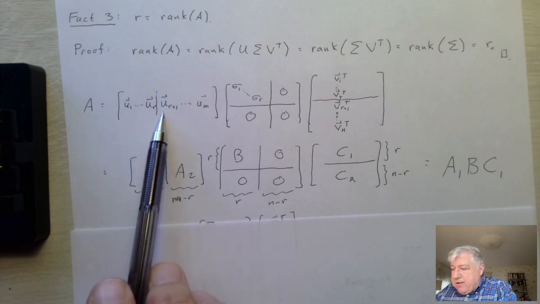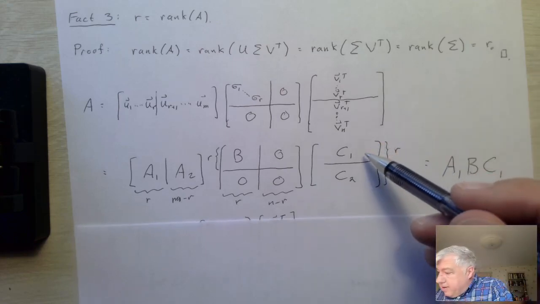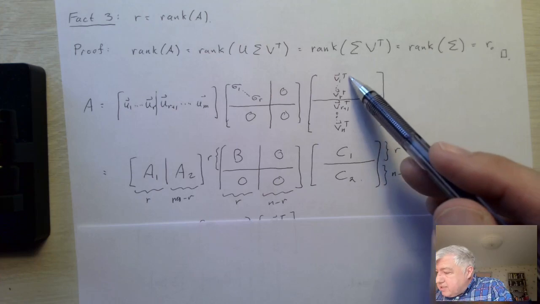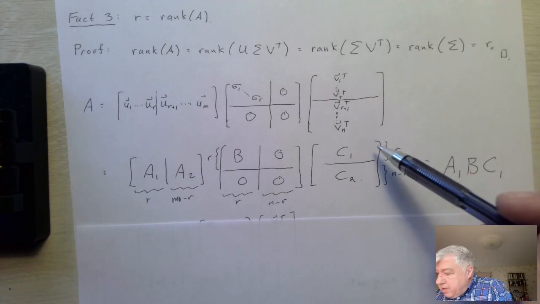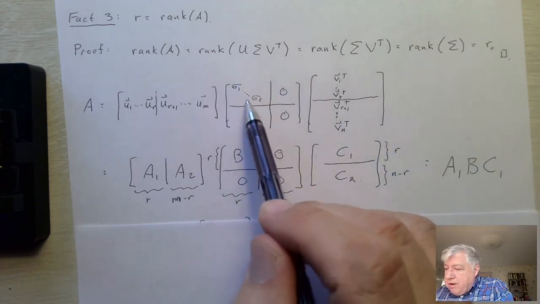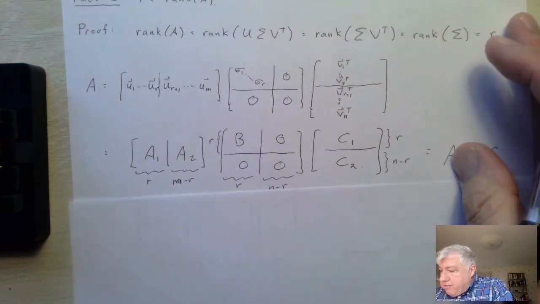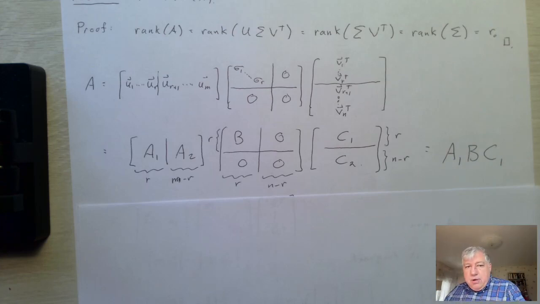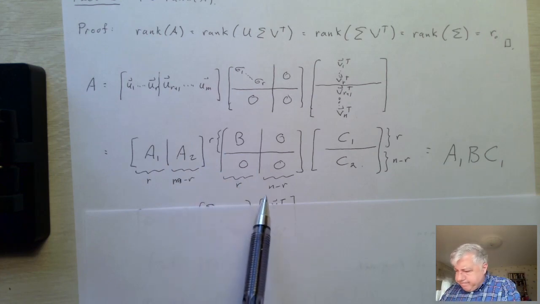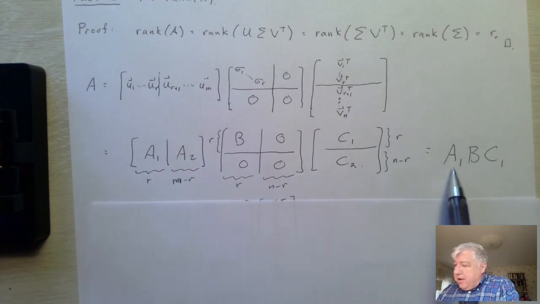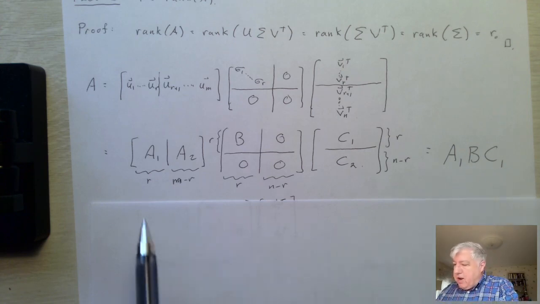A2 consists of the column vectors U_{r+1} through U_m. We're going to define matrices C1 and C2, where C1 consists of the first r rows, and C2 consists of the other rows. We're going to call this diagonal matrix, sigma 1 through sigma r, just B. If you go through and check the dimensions, it does make sense. If you multiply things out, this in fact just becomes A1, B, C1. Let's just make sure that this works out okay.